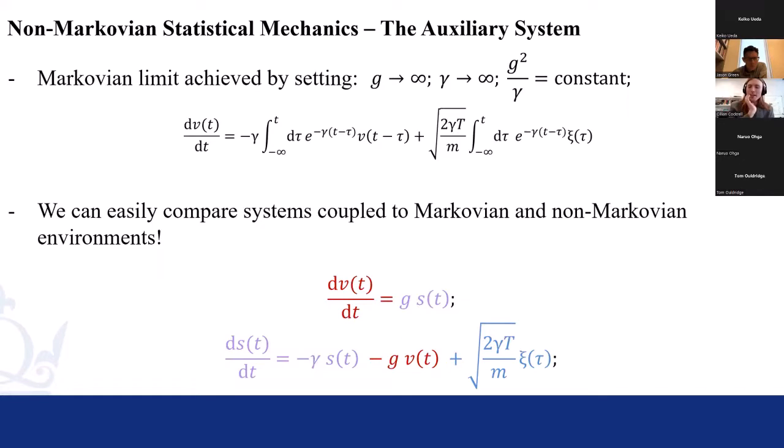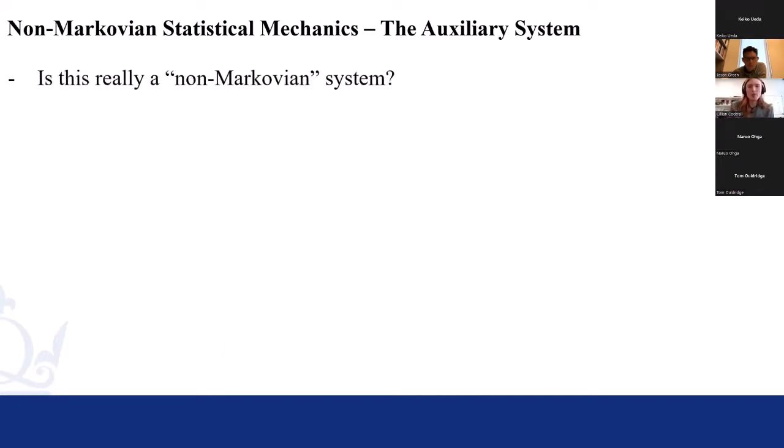The neat thing about this trick as well is that you can easily tune our coupling constants G and gamma, which measure how closely the auxiliary system is coupled to the system and to the bath, in order to make the system behave in a Markovian way. If we simply set them both to infinity while maintaining this ratio G squared over gamma, in this case, that's just for these particular dynamics, the non-Markovian system reduces perfectly to the Markovian one, which really lets us compare these two different types of environments, ones which have memory and ones which don't.